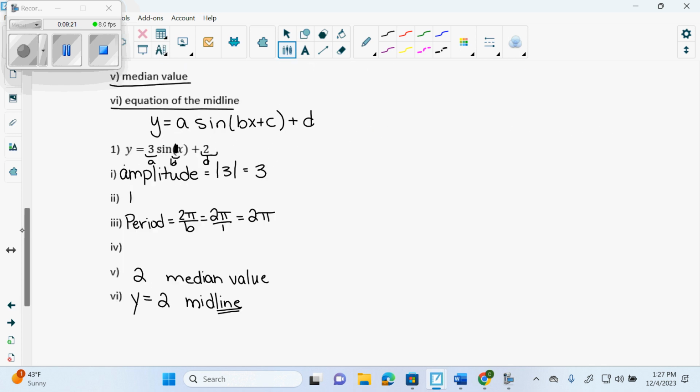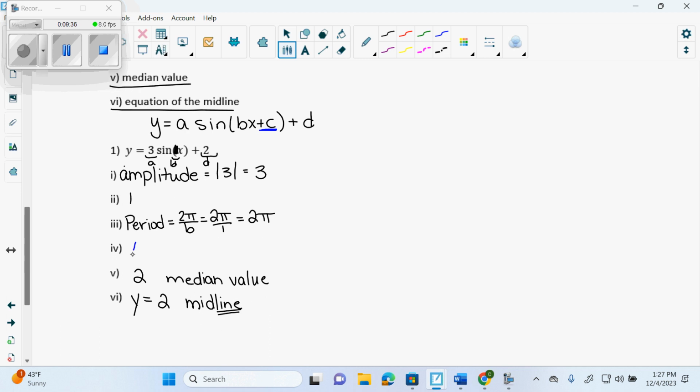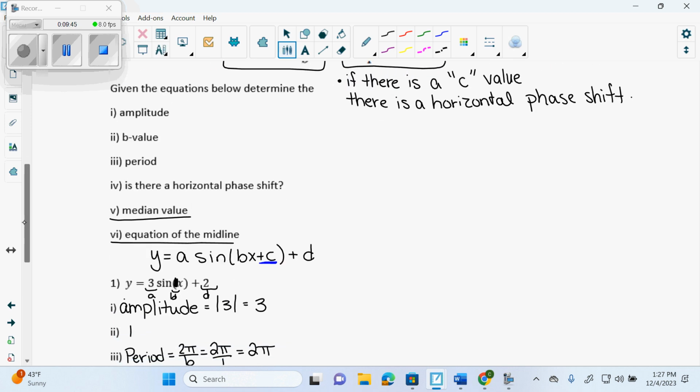So, does this one have a C value? Where does the C exist? The C exists between the X and the bracket. Is there anything between the X and the bracket here? So, it says, is there a horizontal phase shift? You're going to say, no. Nope. So there is no C value, or the C value, I guess, would be 0. If your C value is 0, it didn't move. There is no phase shift.